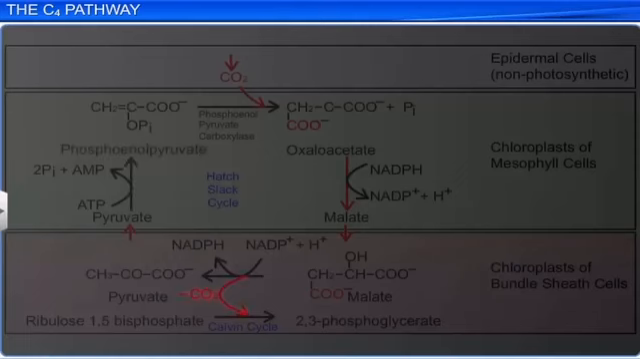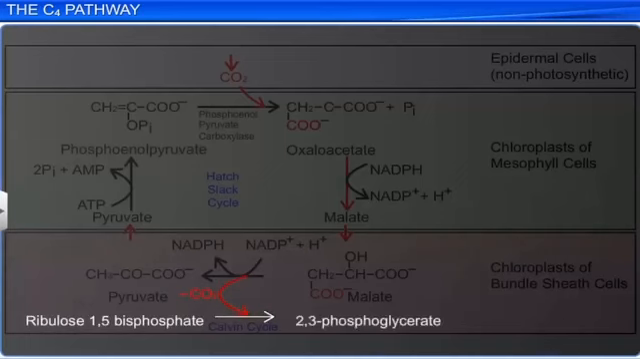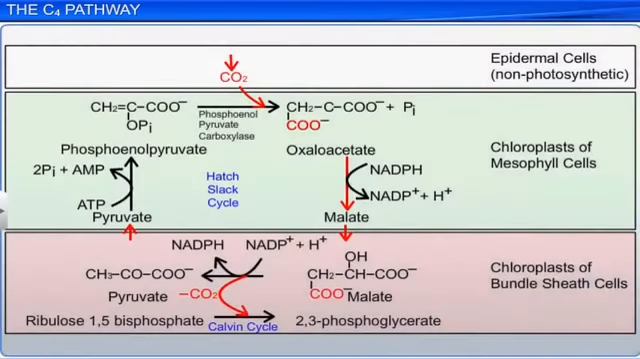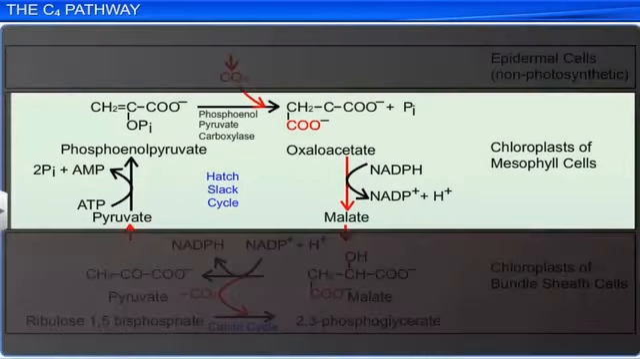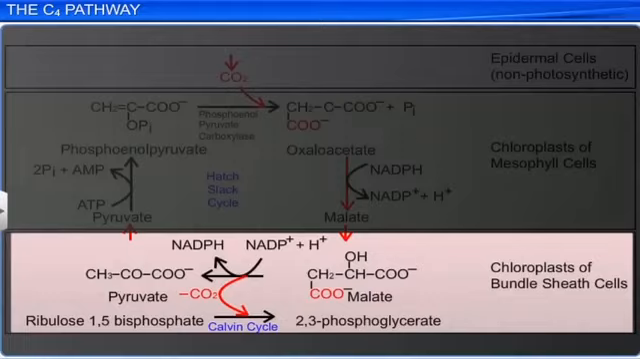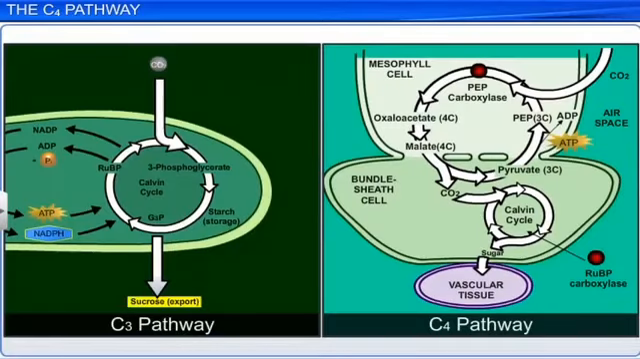The released carbon dioxide is fixed in bundle-sheath cells, which are rich in rubisco, through the Calvin or C3 cycle. Thus we find that C4 plants undergo carboxylation twice, that is, in mesophyll through the C4 cycle and in bundle-sheath cells via the Calvin cycle. In C4 plants, the C4 and C3 pathways are separated in space as they occur in different cells, that is, mesophyll cells and bundle-sheath cells.